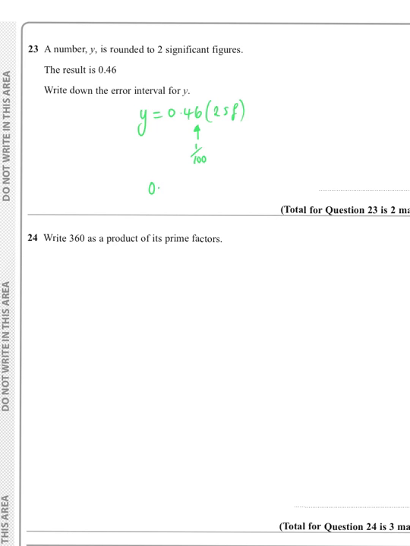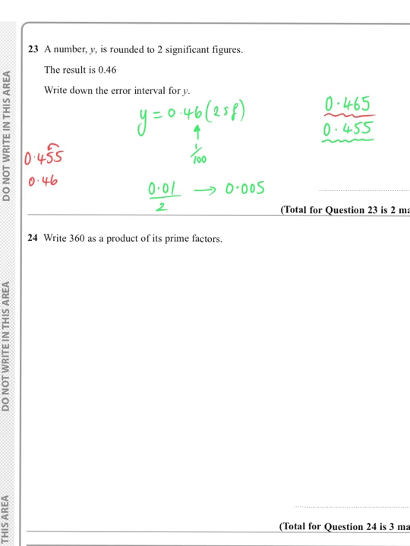And I take the number 100th as a decimal, 0.01, and then I halve it. And that gives me 0.005. So all I have to do is add 0.005, which would give me 0.465, and then I take away 0.005, and that would give me 0.455. Now, this would be my lower bound, or the lowest that this could be, so I'll write that here. Because if you look at 0.455, if you were to round this to two significant figures, this 5 would make that one a 6, and that would give 0.46.